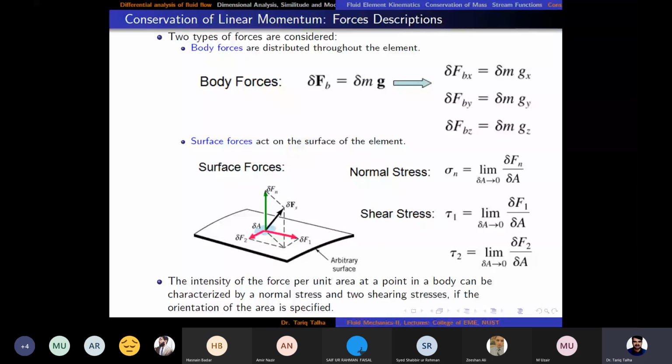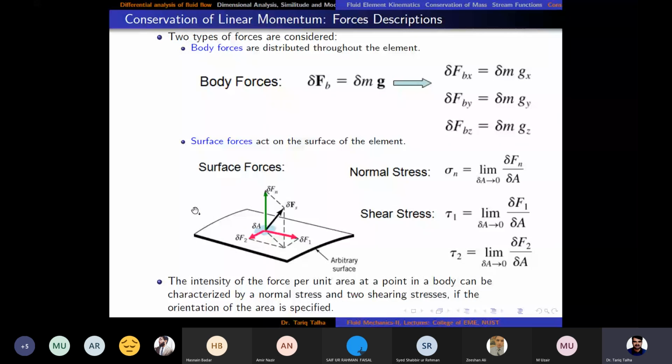The second type of force is the surface force, and in the surface force we have two types of forces. One is normal stress, which is perpendicular to the surface at each point, and the other is shear stress, and we require two shear stresses on a plane. They are perpendicular to each other. You can see that delta F1 is the force which is producing shear stress in the x direction, and delta F2 is the force which is producing shear stress in the z direction.